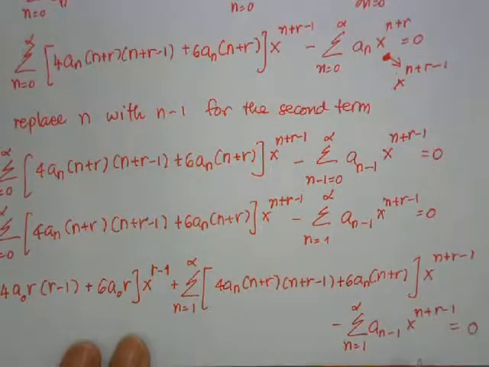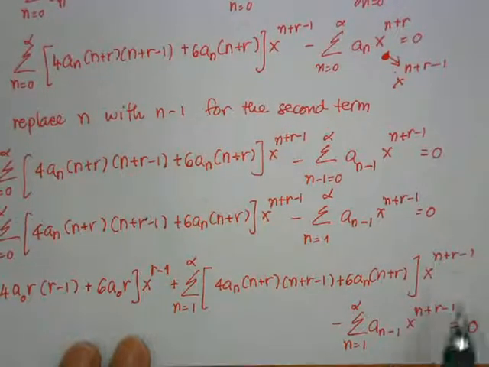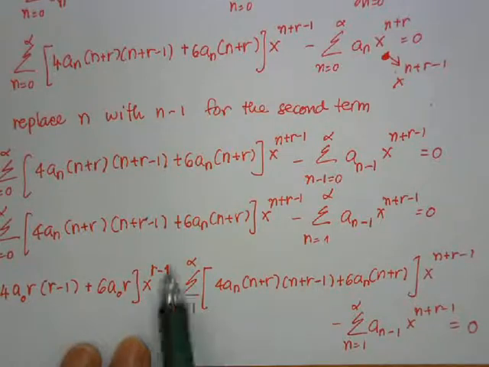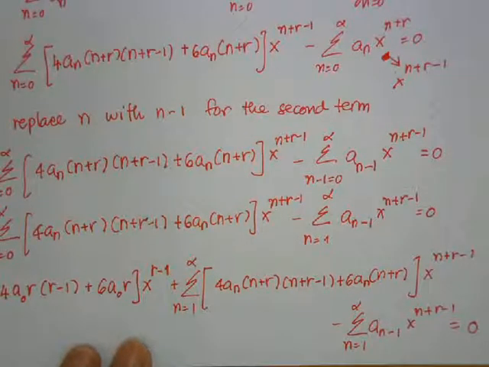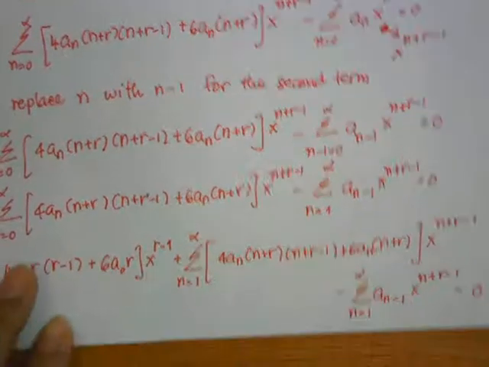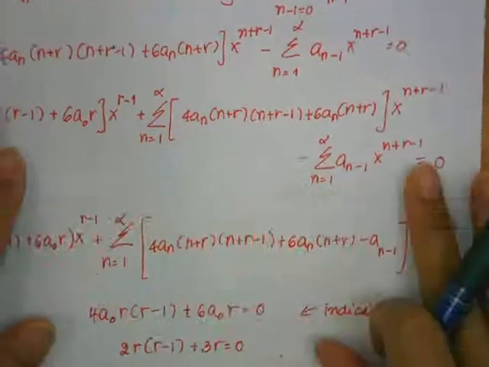Now, this term and this term, you can combine them together because you have the same power of x, and the summation starts from the same point, which is n equal to 1. So the next step is just to combine the terms together. So we will get this.